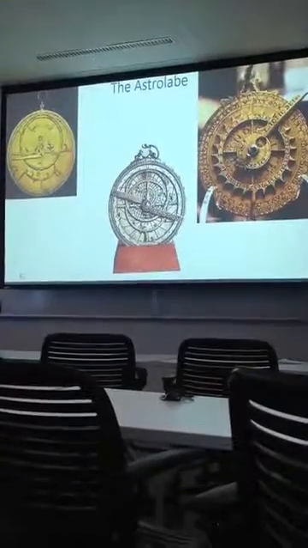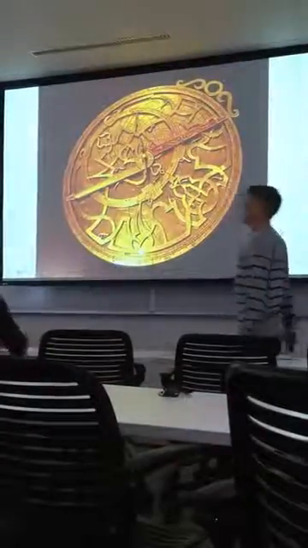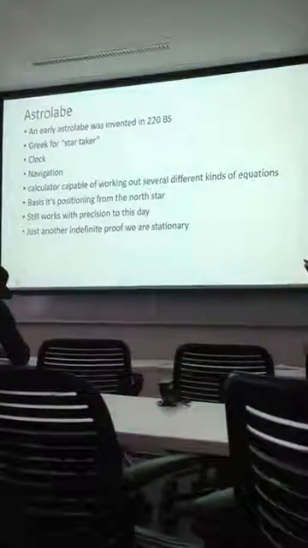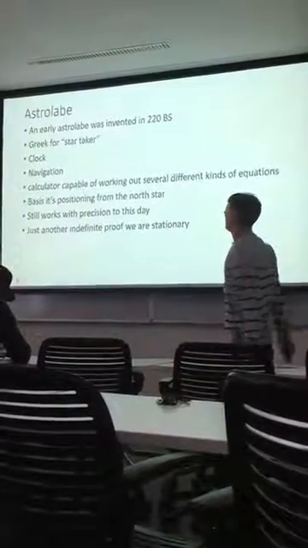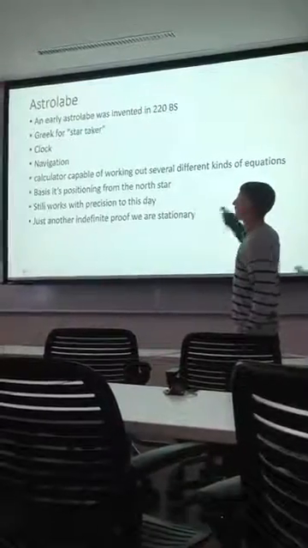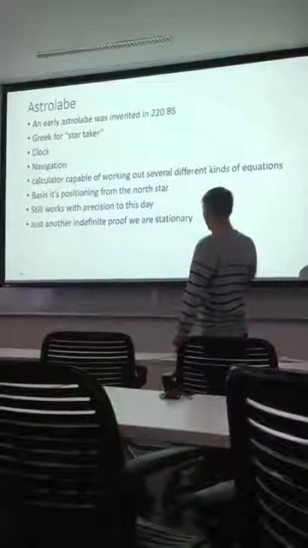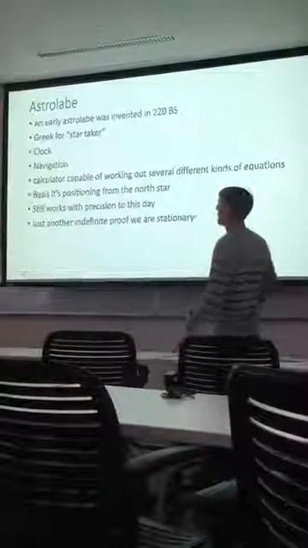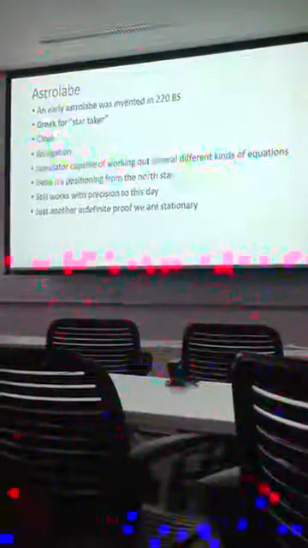Next thing I want to introduce today is the astrolabe. The astrolabe I don't really want to get into too much because it'll take all class. The early astrolabe was invented in 220 BC. Greek for a star taker, it's a clock, it's a navigational device, it's a calculator capable of working out several different equations. But the main part I want to base about this is that it bases its positioning off the North Star. Still works with precision to this day. Just another indefinite proof that we are a stationary plane.